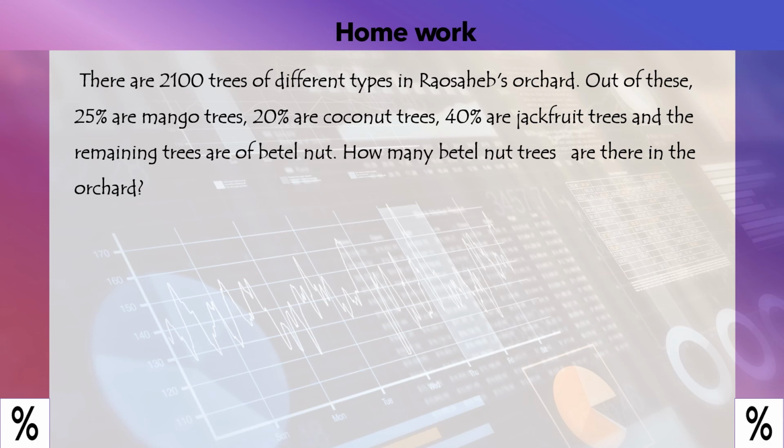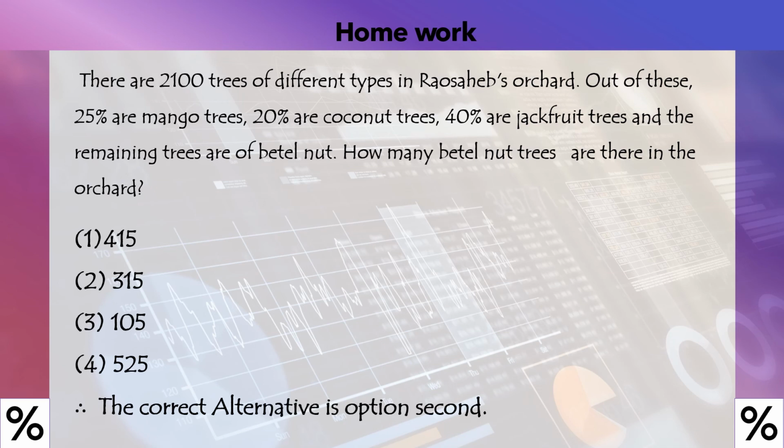There are 2,100 trees of different types in Rao Sahib's orchid. Out of these, 25% are mango trees, 20% are coconut trees, 40% are jackfruit trees, and the remaining trees are of betel nut. How many betel nut trees are there in the orchid? Now, the same type of sum we have solved when we talked about teak wood trees, jamun trees, bubble trees. If you are not able to solve it, take reference of that sum and you will be able to solve this sum as well.